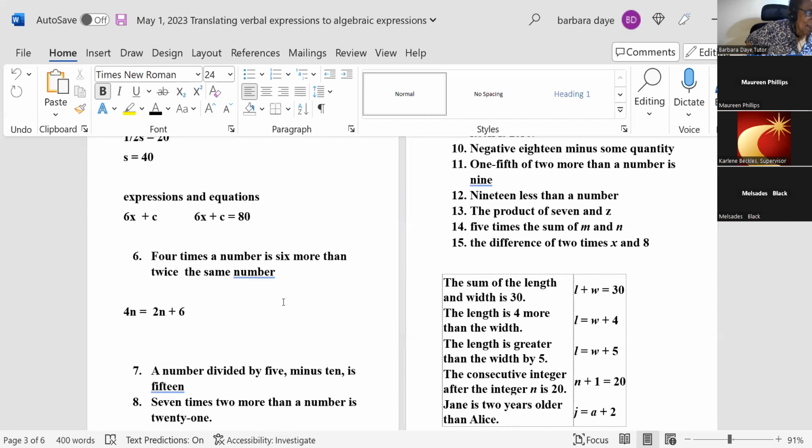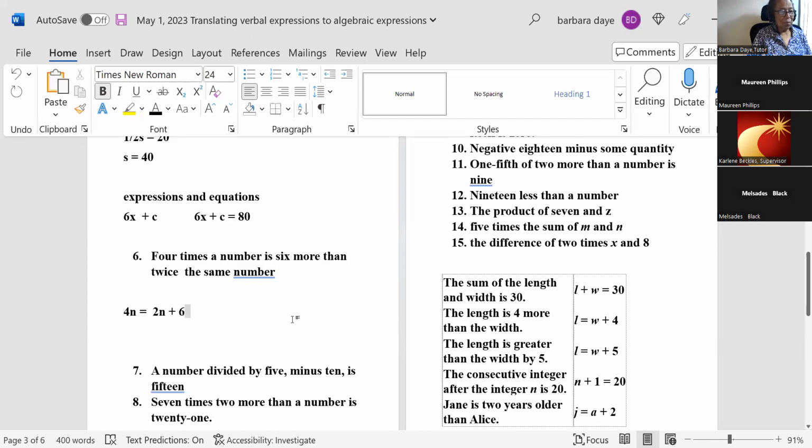It was said so smartly. You have to think before you write. You've got to read what it's saying. You got the 4 times a number right, you got the equal. Now you've got to look here. 6 more than. That means you're going to add 6 to something. What do you add it to? Twice the same number. So twice the same number has to come first, and then you're adding 6 to it.